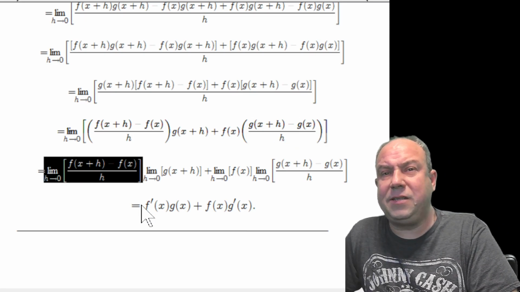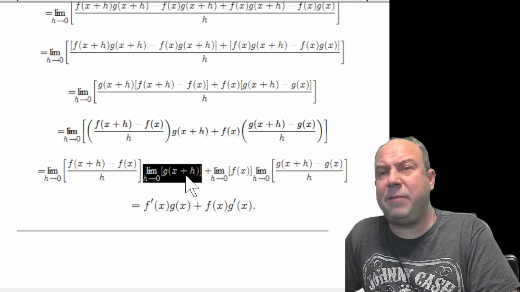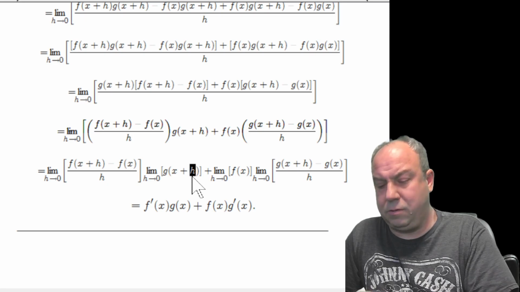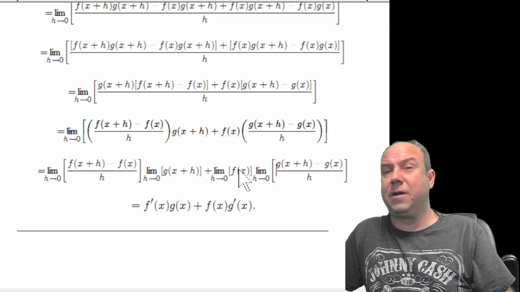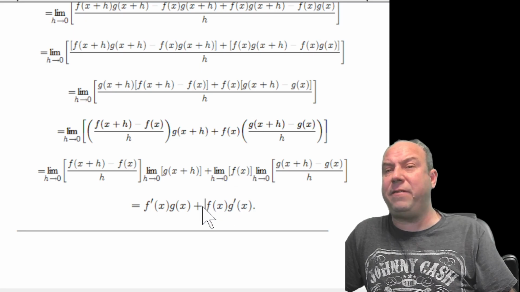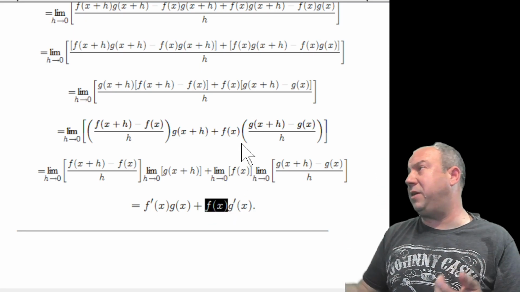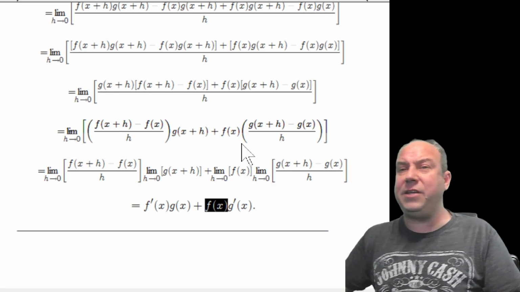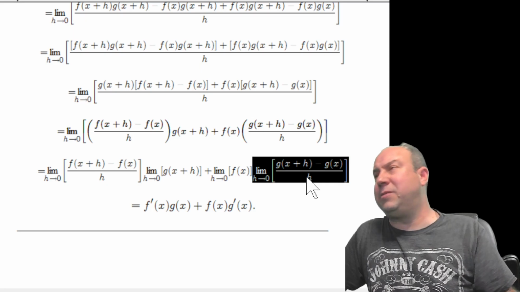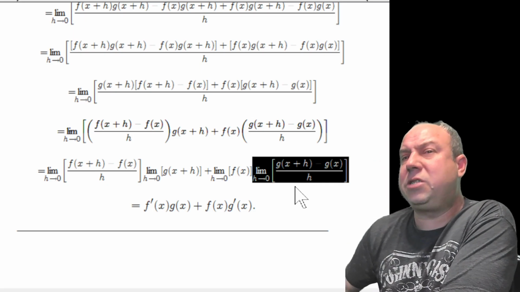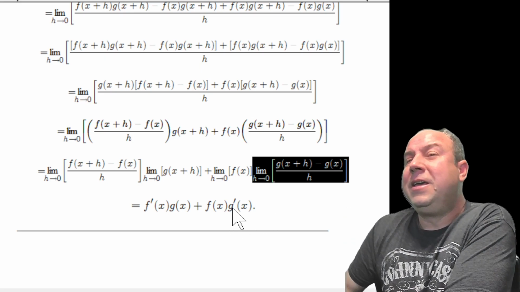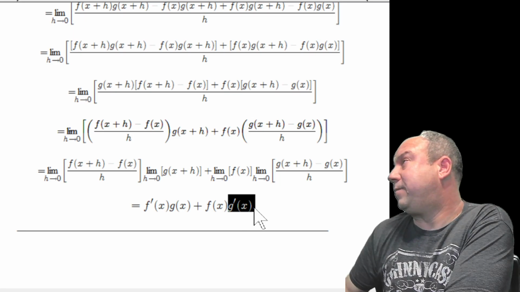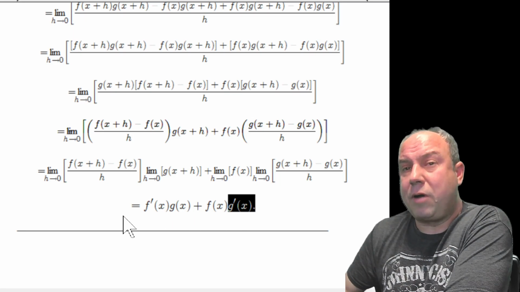As we said, this limit is f prime. That's going to be multiplied by this limit where h becomes 0 through substitution, and you're left with just g at x. All that is added to the limit of f of x as h heads to 0, which is just going to be f of x. It doesn't involve an h, it's more like a constant, times the limit of this statement involving g, which by definition of the derivative is our result g prime of x. And that's the result we have for product rule.